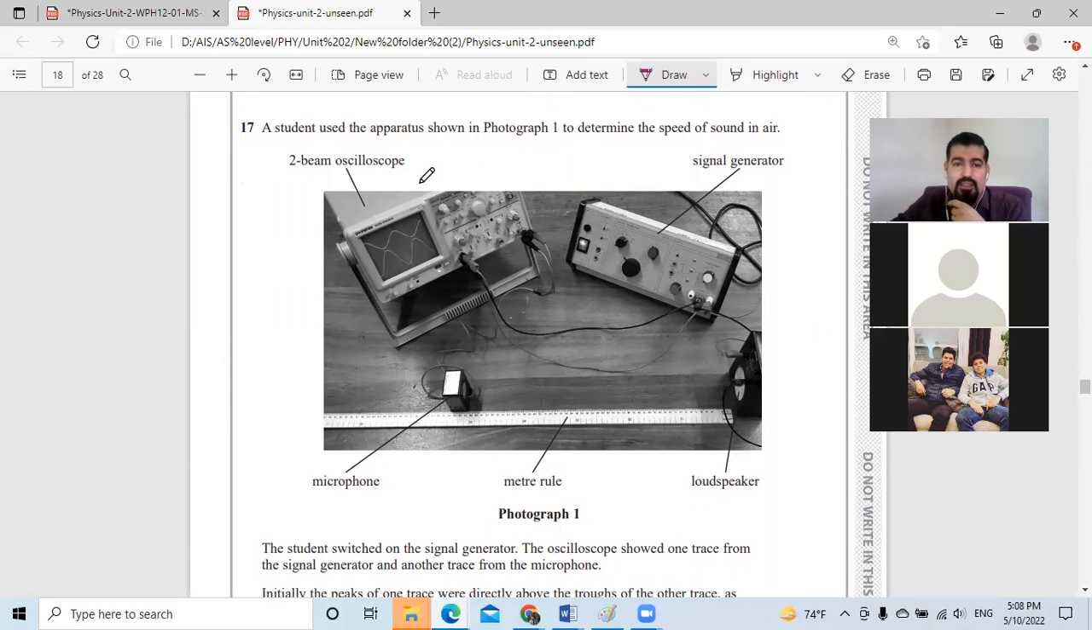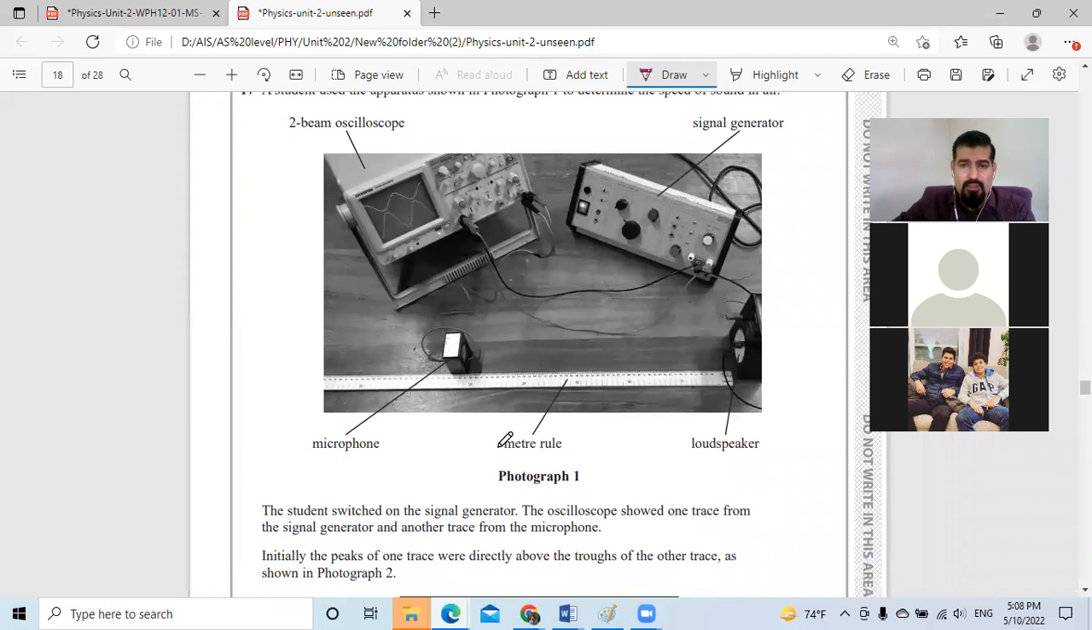What they ask: a student used the apparatus shown in the photograph here to determine the speed of sound in air, okay? We have a two beam oscilloscope. As you can see, there's one trace here and one trace there. So it's a two beam oscilloscope. And we have a signal generator, and this is a speaker, okay? And there is a microphone, and they measure the distance for the sound as it comes out and reaches here.